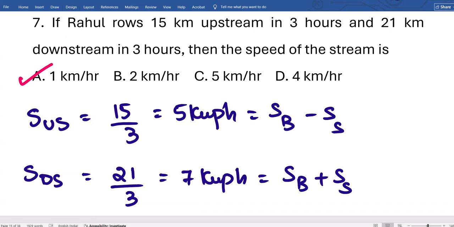You want SS, means subtract these two, divide by 2. SS, speed of the stream: subtract these two, divide by 2. Adding and dividing by 2 will give SB, speed of the boat in still water. Adding those two, divide by 2 will give 6. Subtracting those two, divide by 2 will give 1. SS will be equal to 1 kilometer per hour.